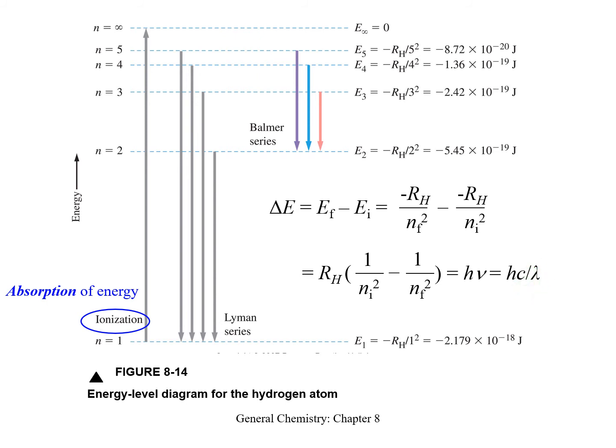Don't get too involved with this. The math, don't worry about all this. What I really want you to understand is that there are transitions from higher energy levels to lower energy levels, and they emit different kinds of light. The Lyman series is the UV spectrum. The Balmer series is the visible spectrum, and that is where it goes down to the energy level of the second quantum level.